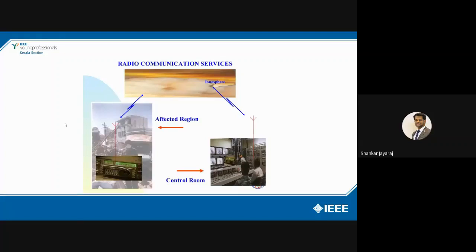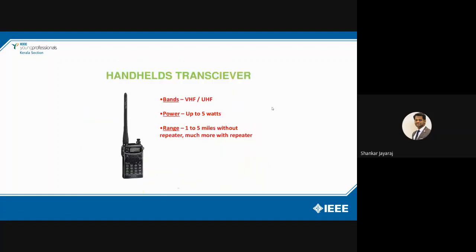The operating power of that particular radio repeater is also low. So it's a very effective point of communication since you are using a low power communication system. So this is a basic handheld device. It can operate in both VHF and UHF.